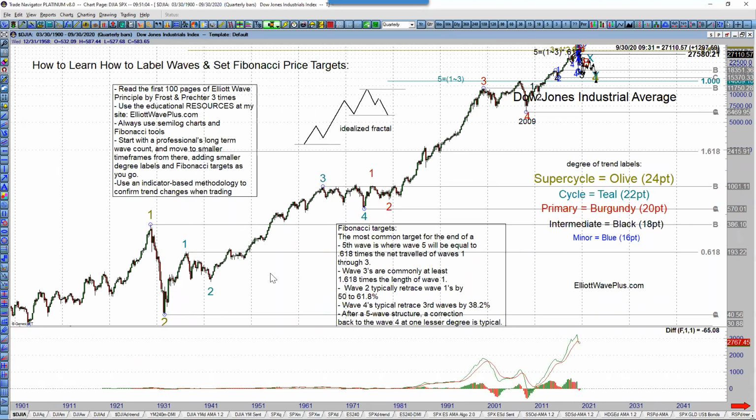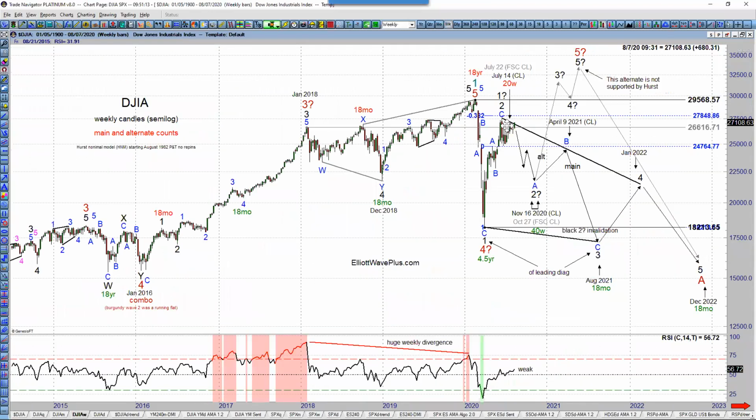And one last thing I want to show you is that, as you can see on my weekly chart, I'm expecting a top up in here, and so is Hurst, and a move down next into late October, early November, and that would be a 40-week cycle trough due right there. So I'm looking for a move to the downside.